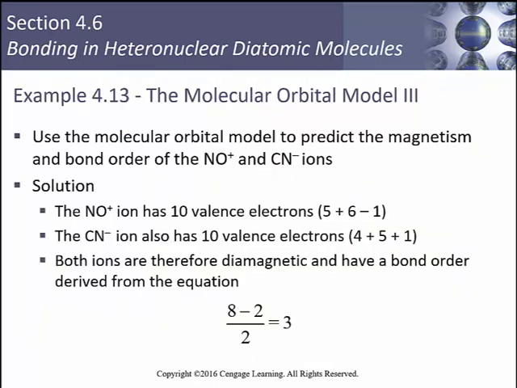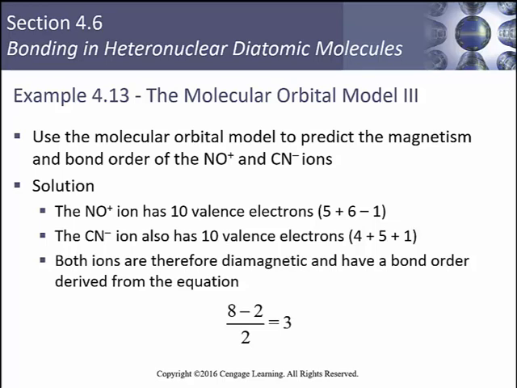We can use the molecular orbital theory to predict the magnetism and bond order for the NO+ and CN- ions. So these are actual ions that exist. They're not made up ones like helium-2 or H2-minus or something. Our NO+ cation has 10 valence electrons. We're going to come in with 5 from the nitrogen, 6 from the oxygen, and we're going to lose 1 because it's a plus 1.